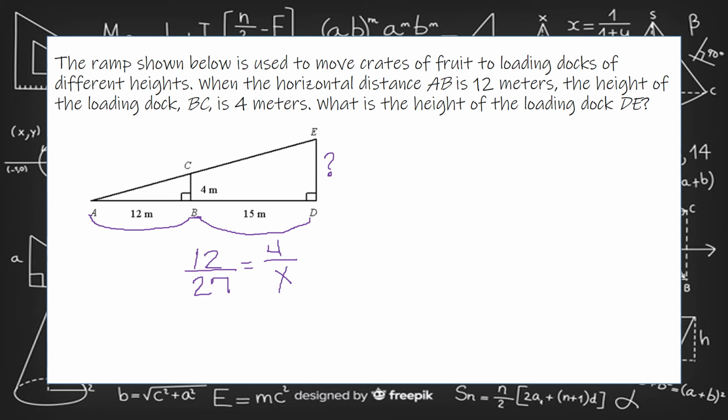So I'm going to cross multiply. 27 times 4 equals 12x. 27 times 4 is 108, equals 12x. So I'm going to divide both sides by 12 to get the x by itself. X would equal 9.